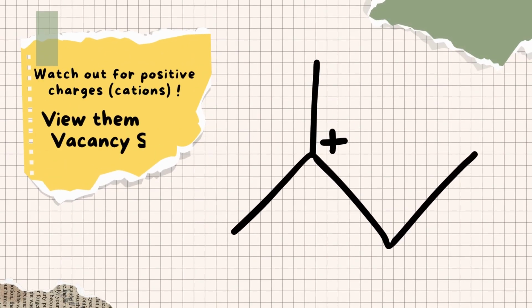Awesome job! So there is one more brief thing to look out for, and that's a positive charge, or cation, on a carbon, so a carbocation. I want you to view them as a vacancy sign. That means there's a missing hydrogen where you might expect one to be. So let's label in all our dead end, intersection, and corner carbons.